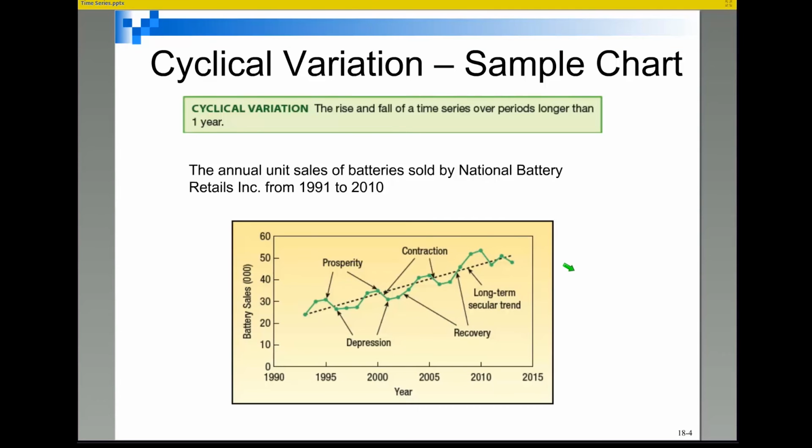Now the second one, cyclical variation, usually refers to the rise and fall together with the economic or business cycle. That is, we have recession, and then recovery, and then prosperity. So we see rise and fall of the sales data in this one. This example shows the annual unit sales of batteries by national battery retailers from 1991 to 2010. And apparently this example is made up by the authors.